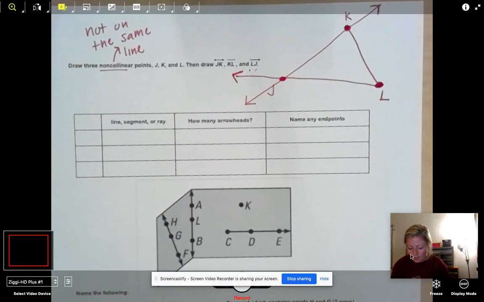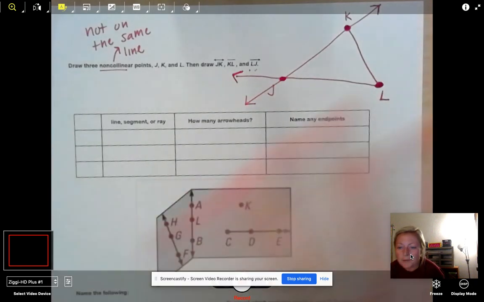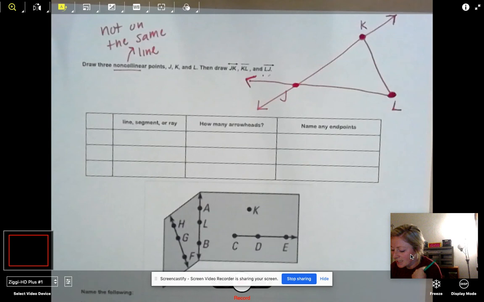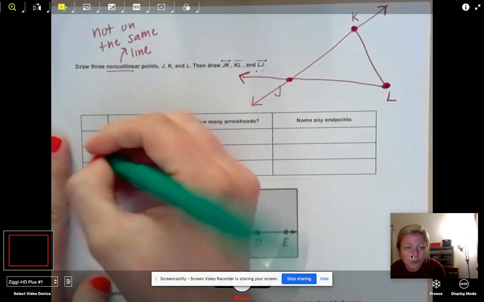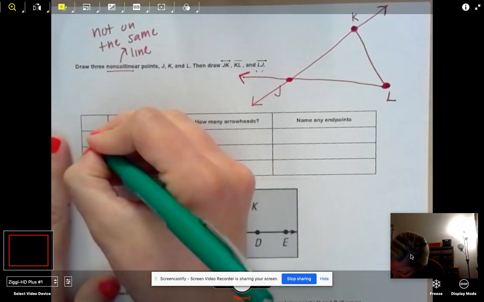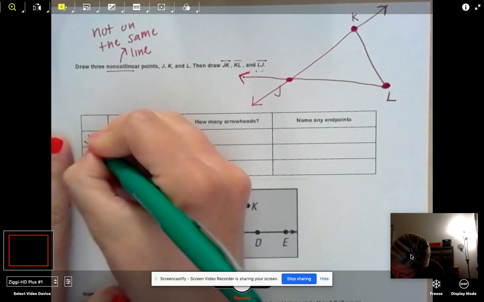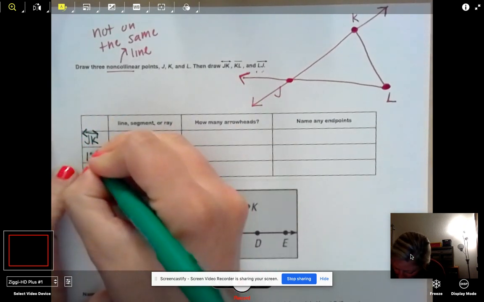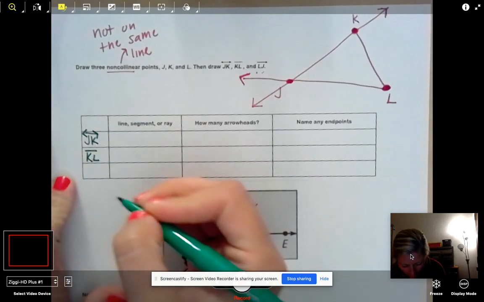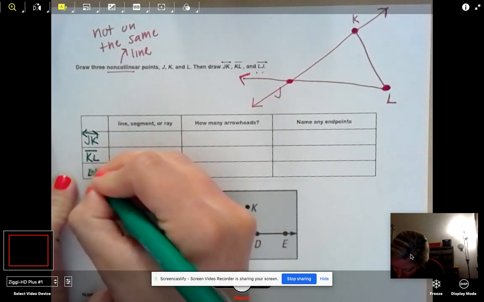Okay. This next part is just kind of like a graphic organizer to familiarize us with how many arrows it has and how many endpoints. So let's label these. Will you label this part over here with me? So let's do, we had line JK, then we had segment KL, and then we had ray LJ.